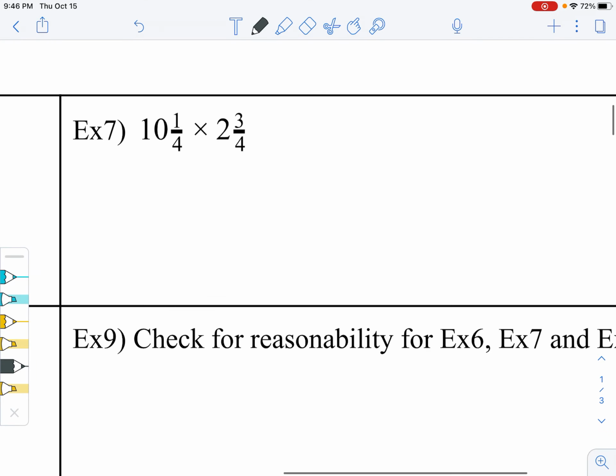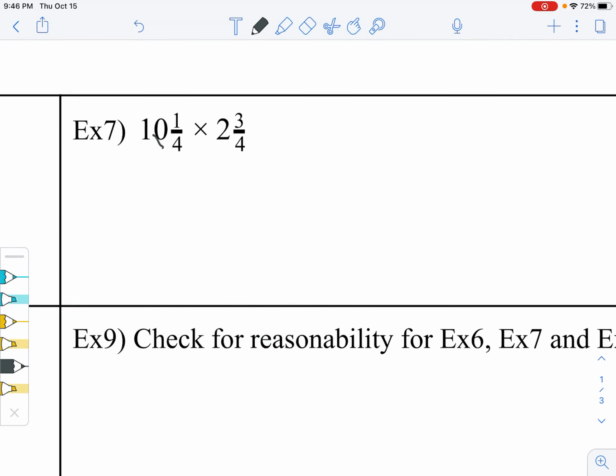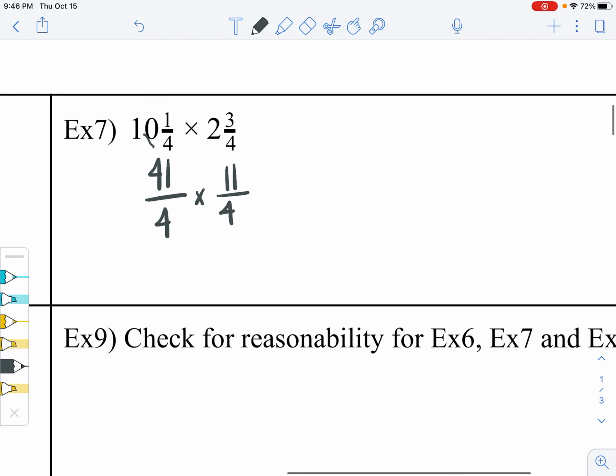In example 7, we're going to do the same thing. We have 10 times 4, which is 40, plus 1 is 41. And our denominator stays the same. Then we have 2 times 4, which is 8, plus 3, which is 11, and we keep our denominator the same. So this is the reason I like to simplify first, is because when I go to multiply straight across, I see 4 times 11. And if I can simplify that now, I won't have to do 4 times 11. I'll have to do some smaller numbers.